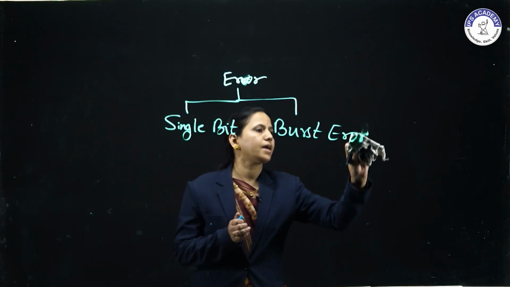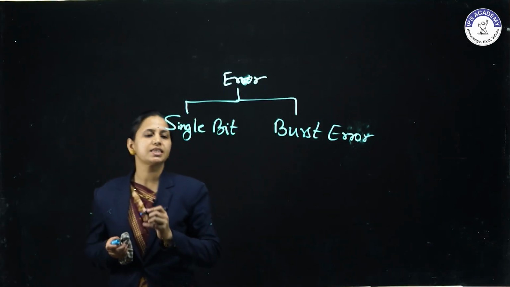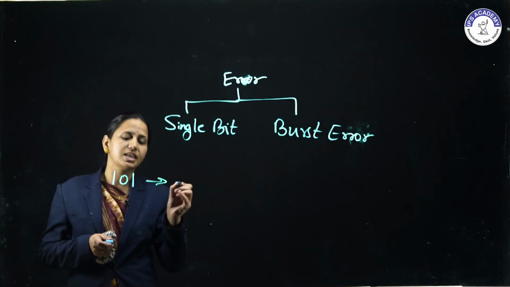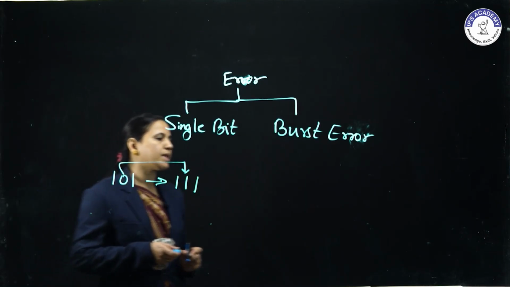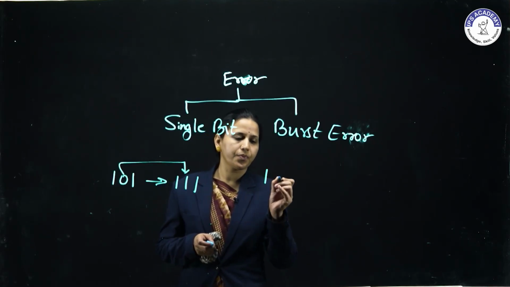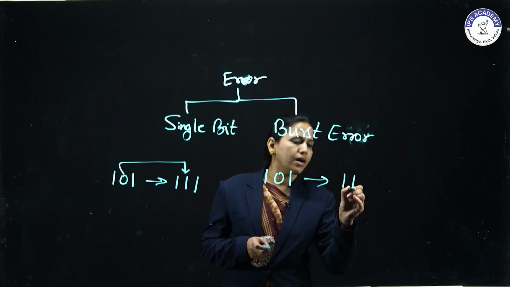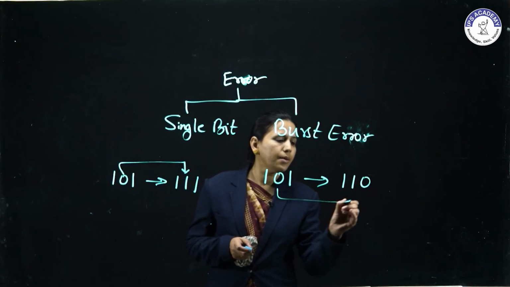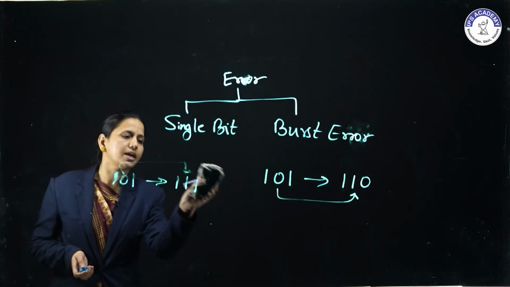In case of single bit error, when a single bit is changed from 1 to 0 or from 0 to 1, this is called single bit error. For example, the sender sent 101 and the receiver receives 111. So the change of 0 to 1 is called a single bit error. In case of burst error, for example, if the sender sends 101 and the receiver receives 110, the change of more than 1 bit is called burst error. So basically there are 2 types of error, single bit error and burst error.